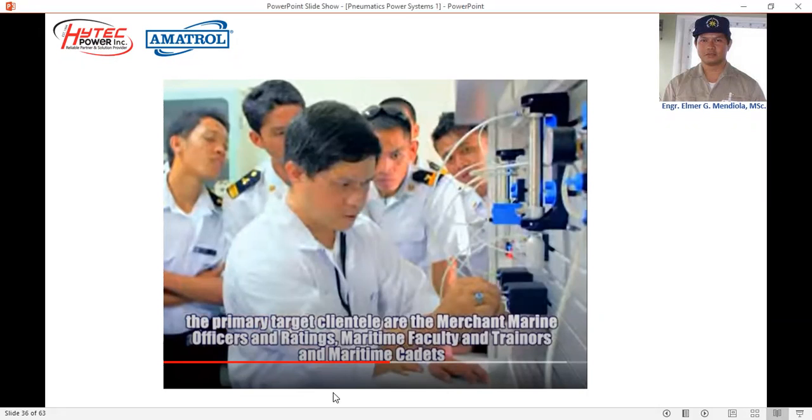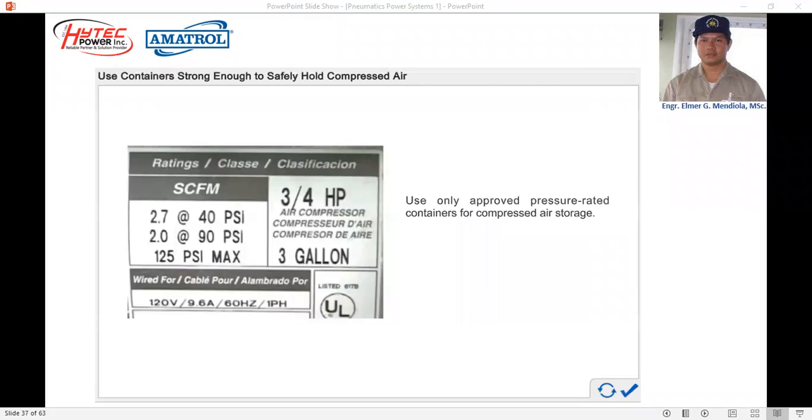So why are safety glasses important? Because once the system is pressurized and the hose is inadvertently detached from its connection, the hose will create a whipping motion and might hit your eyes and cause an injury. The next rule is to use containers strong enough to safely hold compressed air. Use only approved pressure-rated containers for compressed air storage.